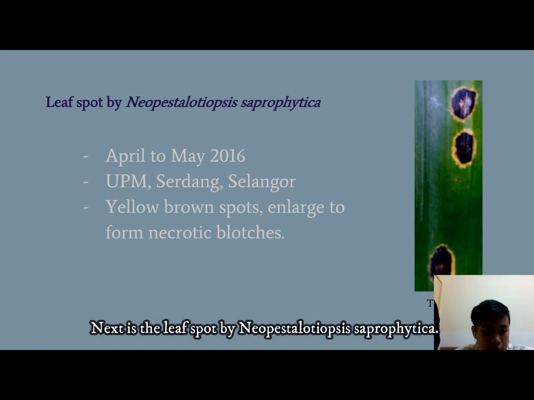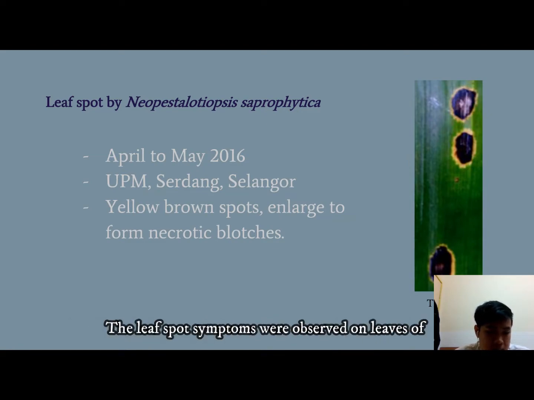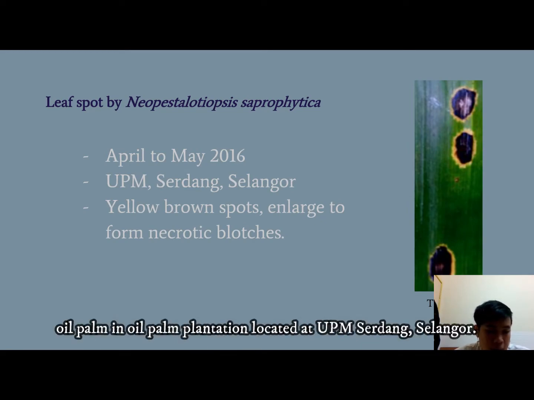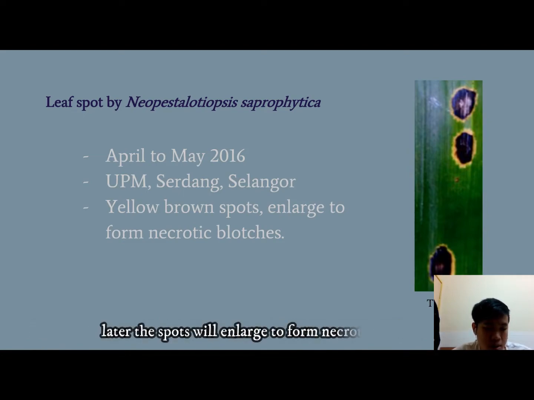Next is the leaf spot by Neopestalotiopsis saprophytica. This disease was spotted in Malaysia during April to May 2016. The leaf spot symptoms were observed on leaves of oil palm in an oil palm plantation located at UPM Serdang, Selangor. The symptoms of the disease are yellow-brown spots appearing on leaves, and later the spots will enlarge to form necrotic blotches.